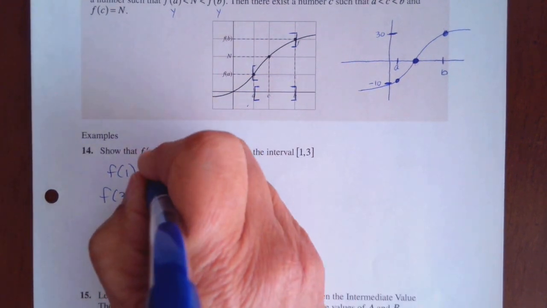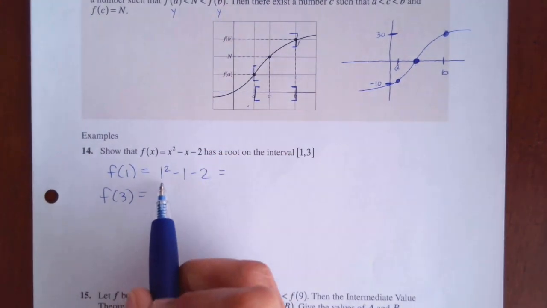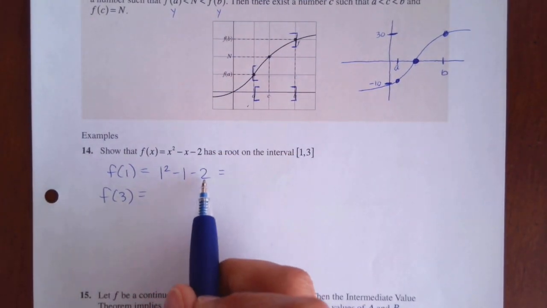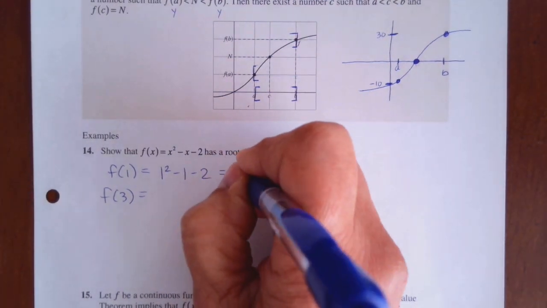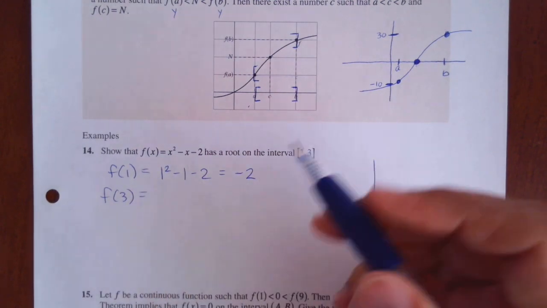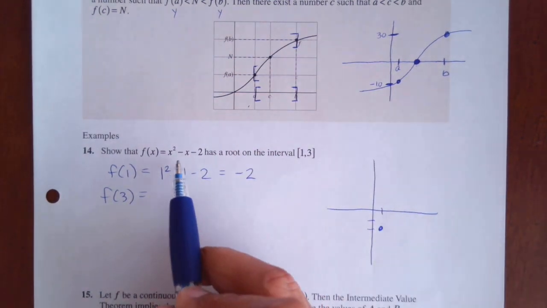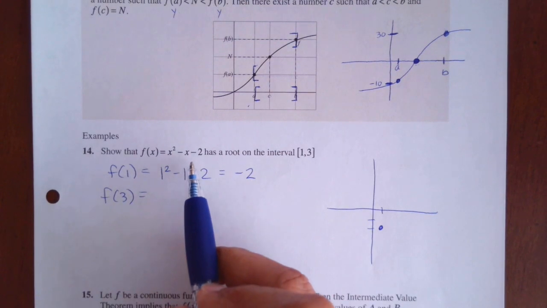If I find f of 1, 1 squared minus 1 minus 2, okay, 1 squared is 1, 1 minus 1 is 0, minus 2, so we get -2. So again, on this graph, I've got the point (1, -2). And remember, this is a parabola, right? I know what the shape of this is.